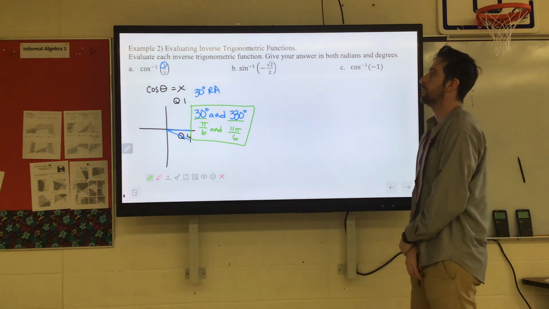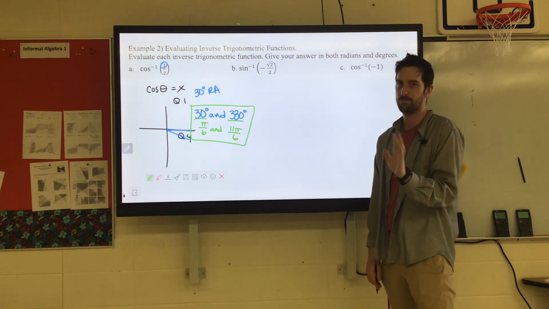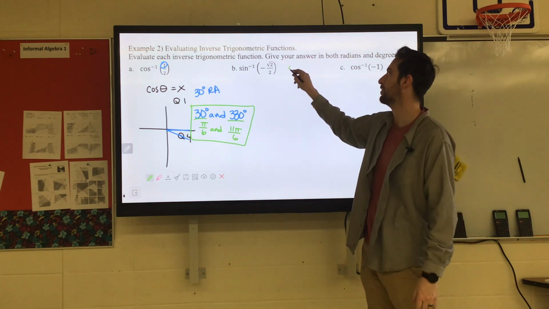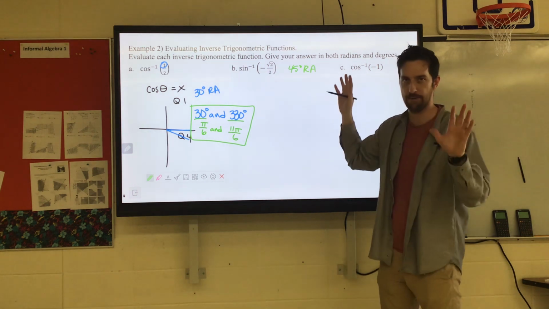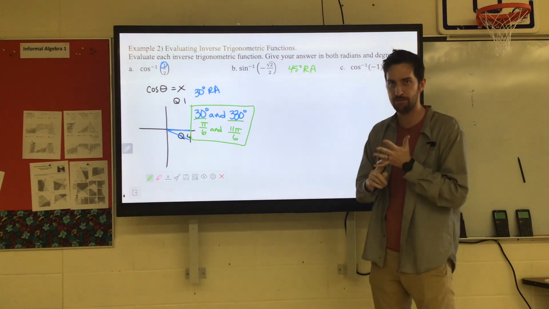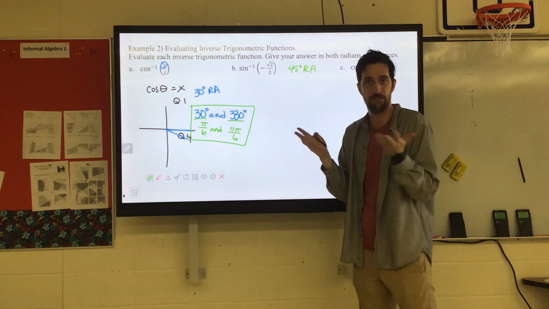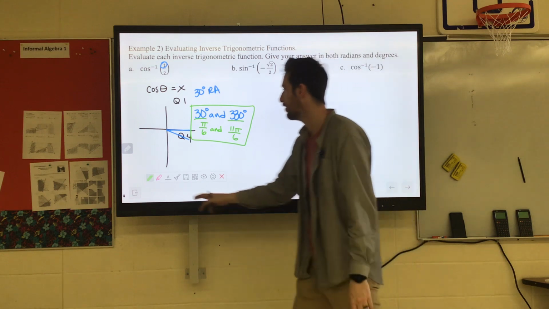All right, here we go. Sine is negative root 2 over 2. Now here's the thing I know about the root 2's over 2's. I know it's always a 45-degree reference angle. Every single time. There can't be a 30-degree reference angle with root 2 over 2 or a 60.